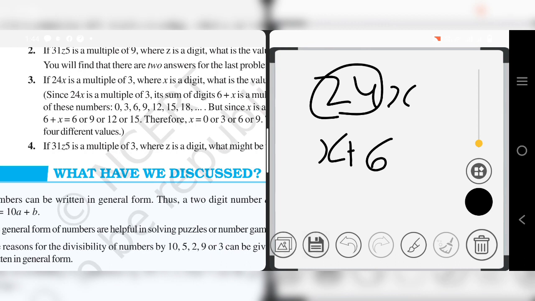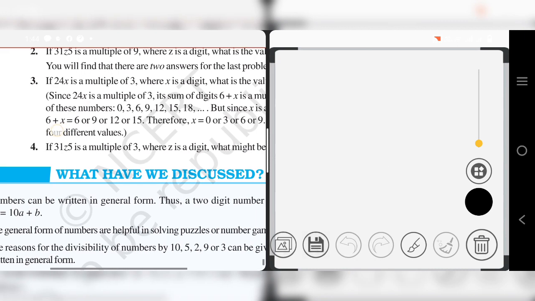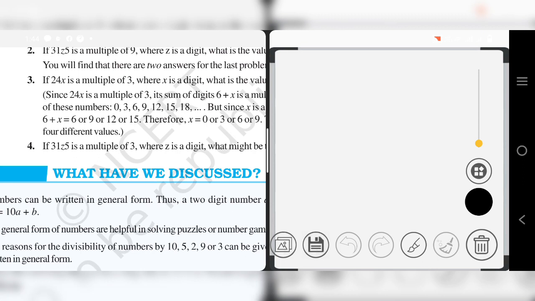So we can take 6 plus 0 is equal to 6, which is divisible by 3. 6 plus 3 is 9, divisible by 3. 6 plus 6 is 12, divisible by 3. 6 plus 9 is 15, and it is divisible by 3. If we take 6 plus 12 also, it is divisible by 3, but x is only one digit. It's not xx, it is only x. So 6 plus x could be 6 or 9 or 12 or 15.